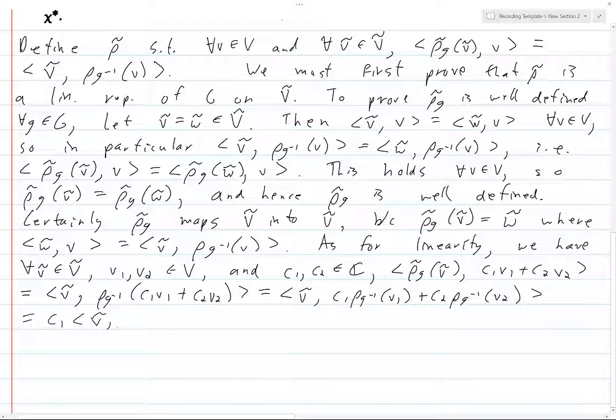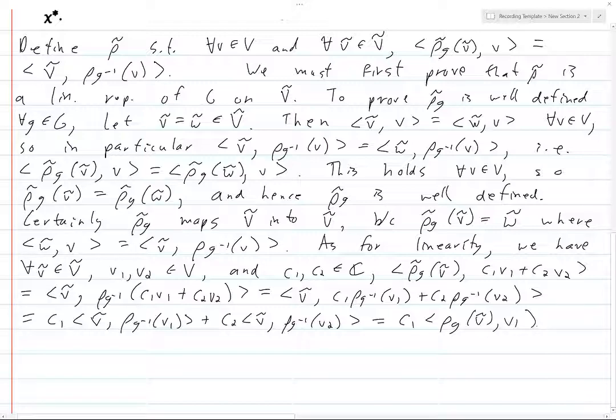And then this is just c1 rho g tilde of v tilde v1 plus c2 rho g tilde of v tilde v2. I lost tildes here. Where do the tildes belong? The tildes belong here and here. Man, whoever was grading my assignment was really lenient because I got full points on this one. Then again, that was just some forgotten tildes. As for linearity, this holds. And so that confirms this is linear.